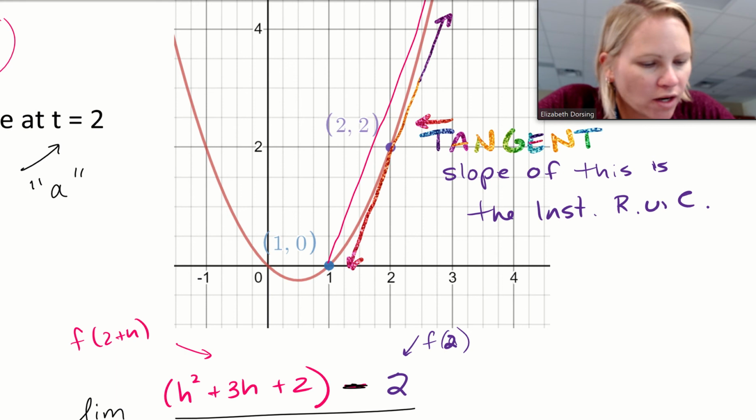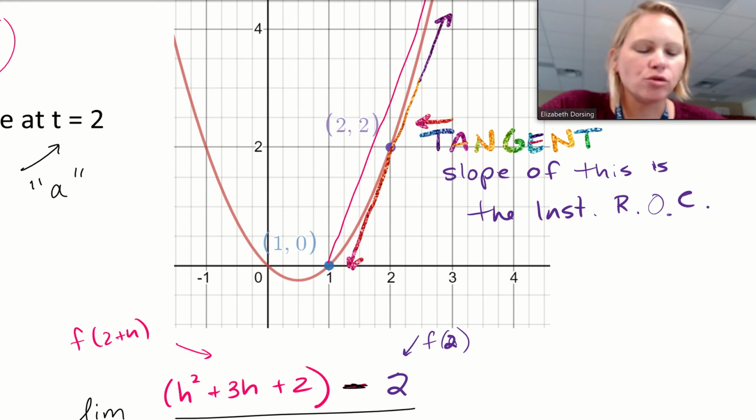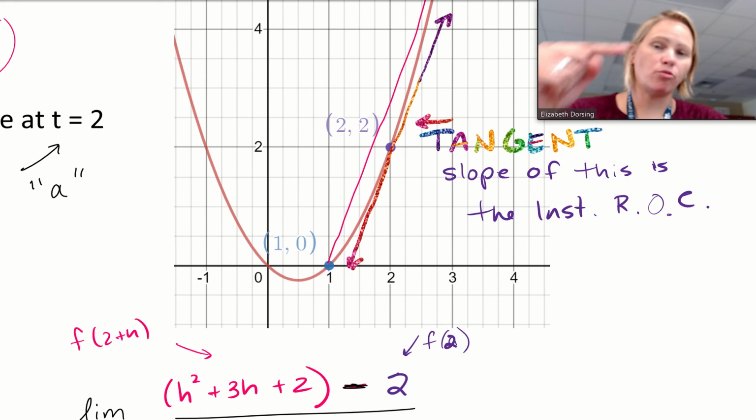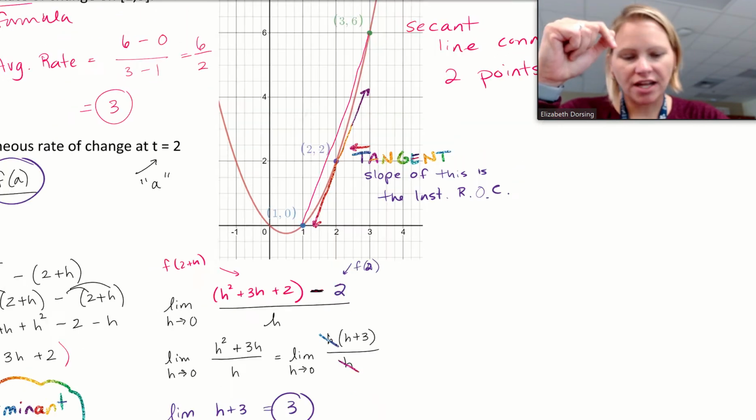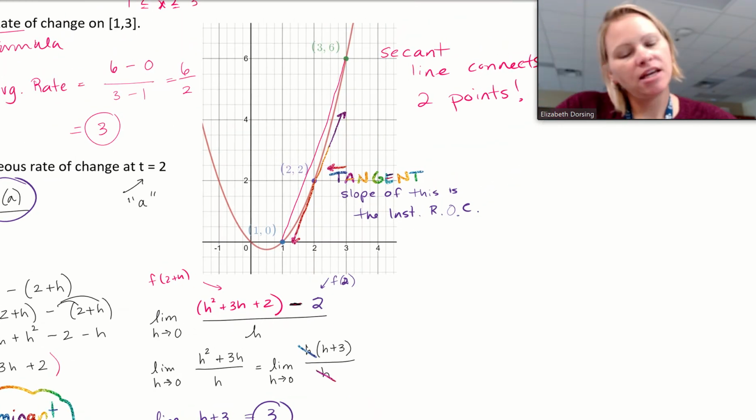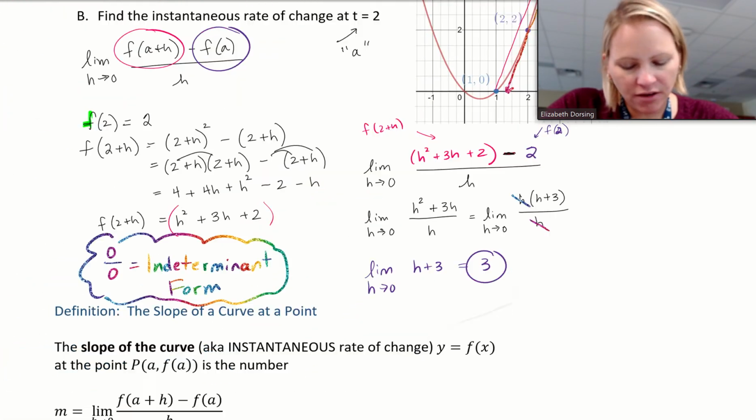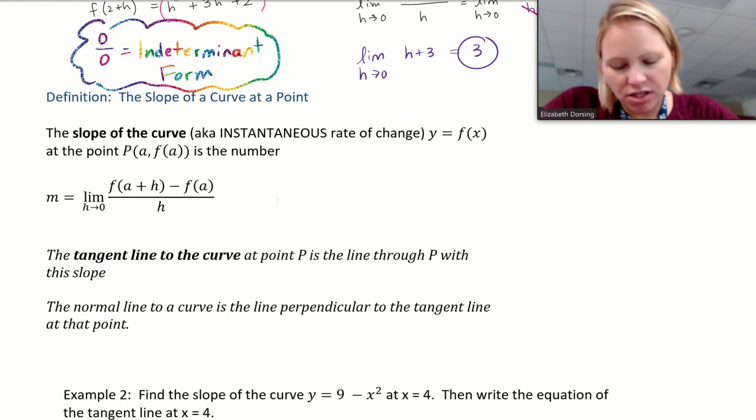So that's something we want to hang on to because that's going to come back around. We're going to see that again in the future. But this slope of this tangent line is the same as the rate of change. Remember, slope and rate of change are the same thing. So the average rate of change is the slope of the secant. That's the line that connects 2 endpoints. The instantaneous rate of change is the slope of the tangent. So, fun times.